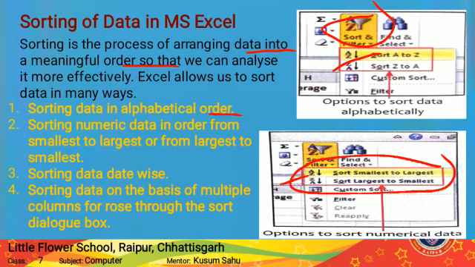After that, sorting data on the basis of multiple columns or rows through the sort dialog box. After that, we can sort the data through multiple columns. Columns में arrange करके भी sort कर सकते हैं. Here you can also find custom sorting.